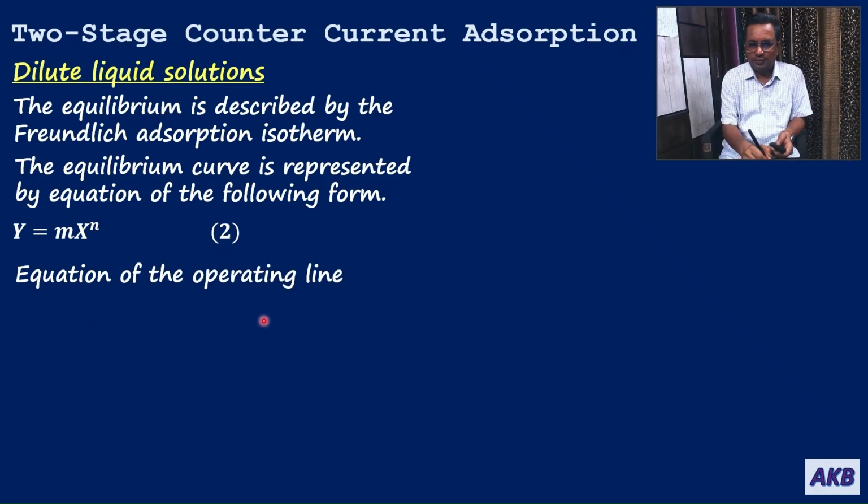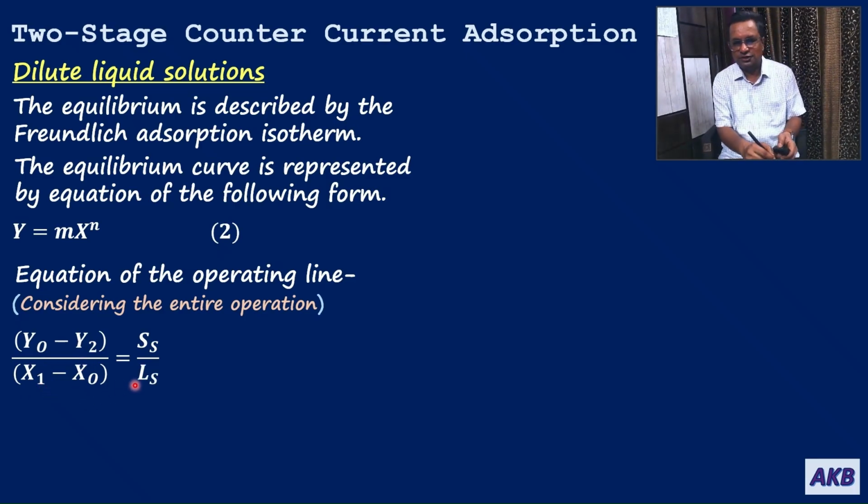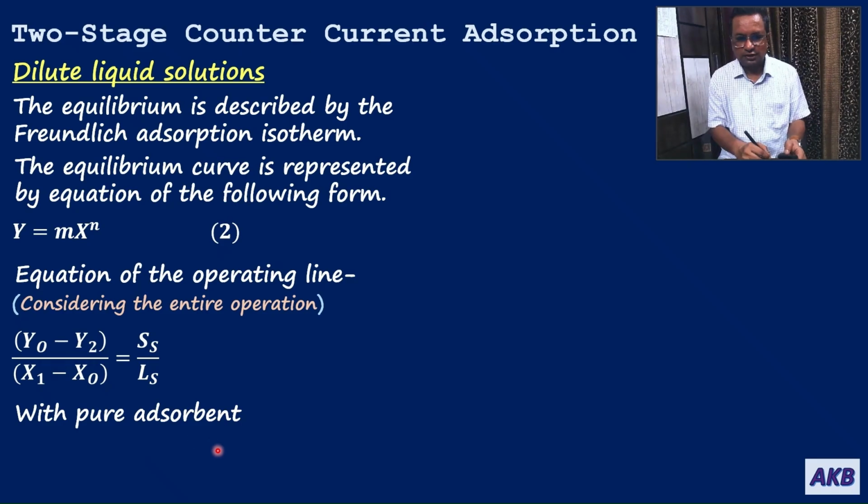Now, the equation of the operating line, if you consider the entire operation, we just saw it. The equation is capital Y0 minus capital Y2 upon capital X1 minus capital X0, that is equal to SS upon LS. And if you are using pure adsorbent, in that case capital X0 will be equal to 0. If you use this in the equation, it will be capital Y0 minus capital Y2 divided by capital X1, that is equal to SS upon LS.